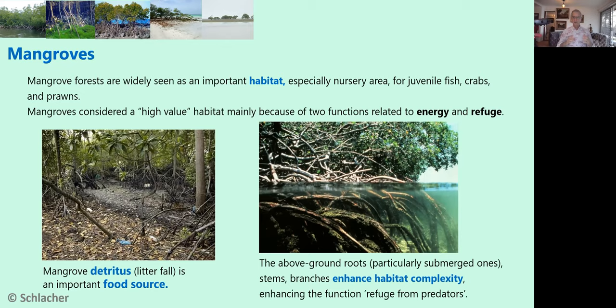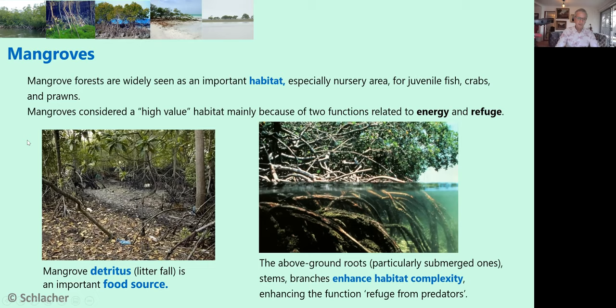Now, if you ask most ecologists working on estuaries why mangroves are important, they usually say, because they create a habitat, particularly underwater, which has amazing habitat complexity. And that maze of little nooks and crannies is perfect for juvenile fish and prawns to hide from predators, and hence it becomes a high value nursery area.